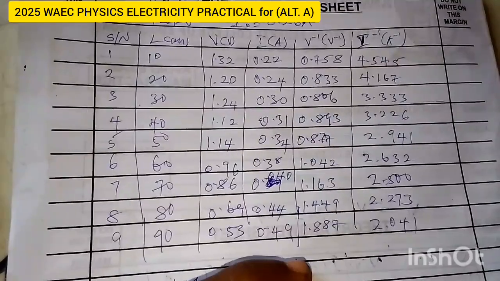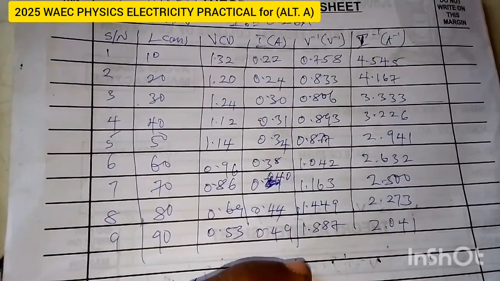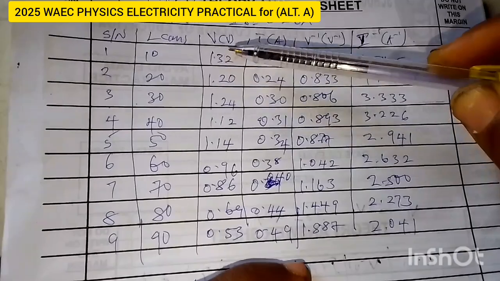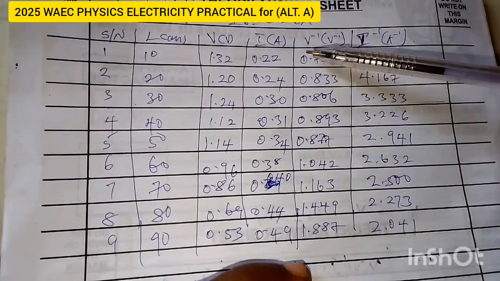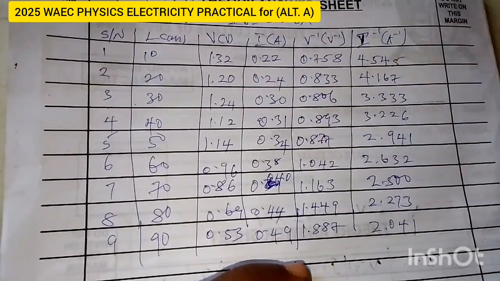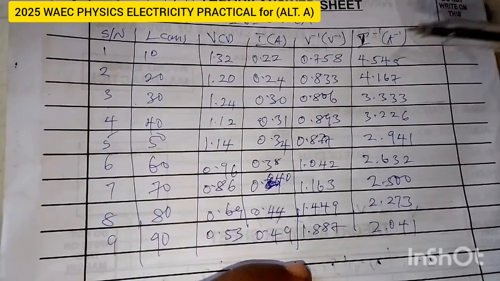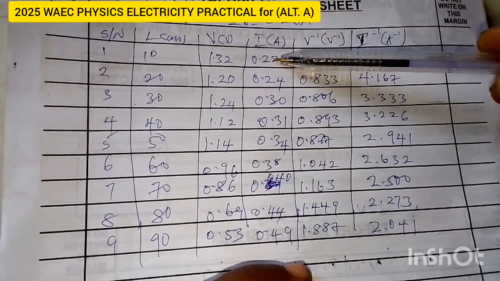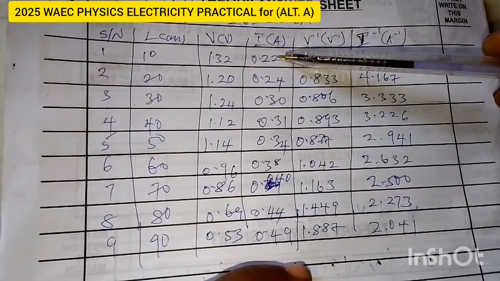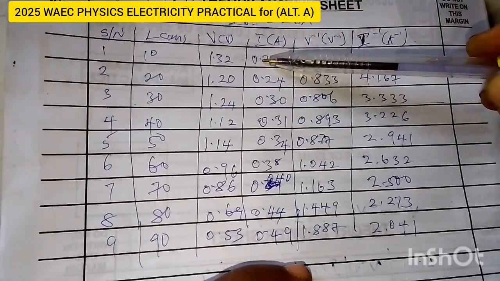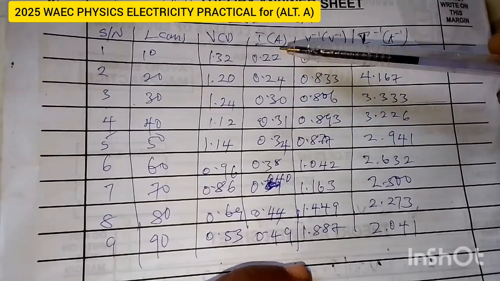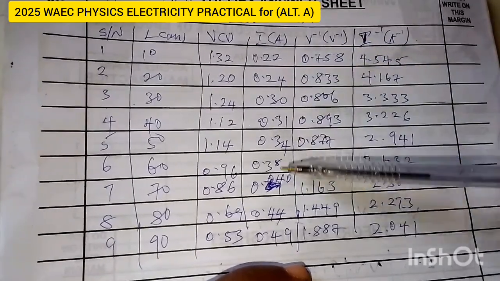So this is the table we have. But if you notice here, what WAEC marks is the trend. They don't mark exact figures. If you look at the current, the first one gave us 0.22. We have the trend: there is an increasing trend.